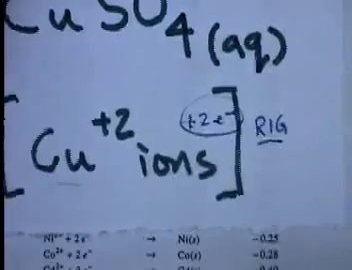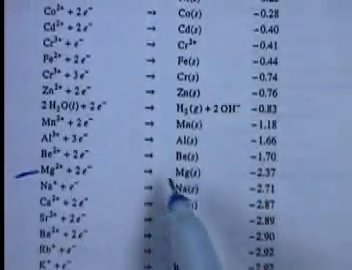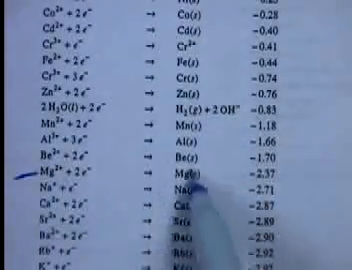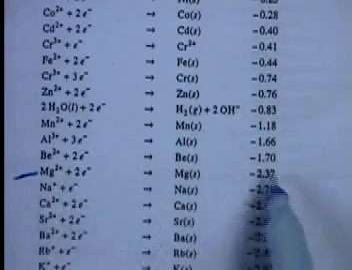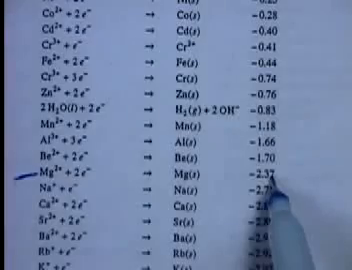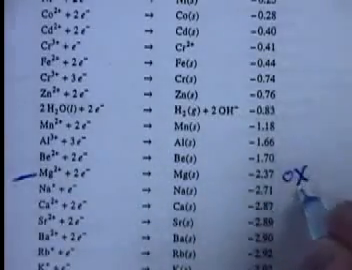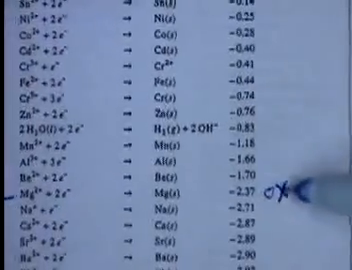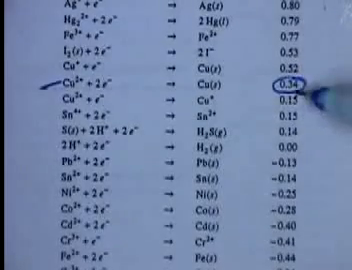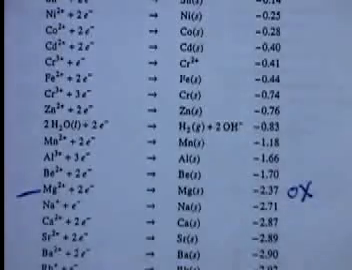Reduction is the gain of electrons. Magnesium, on the other hand, was a solid. Magnesium wanted to go from magnesium solid to magnesium plus 2. And since it had a lower reduction potential, it actually was the thing that wasn't reduced, but it was the thing that was oxidized. Whenever you have two things reacting together, you can always look at this table. Whichever one has the higher value is going to be the one that's reduced. Whichever one has the lower value, that's the one that's going to be oxidized and is going to lose electrons.